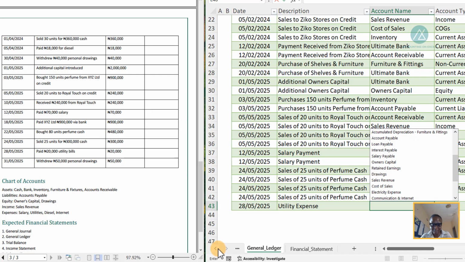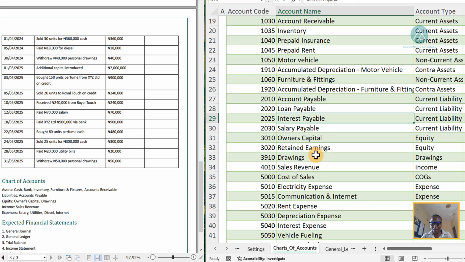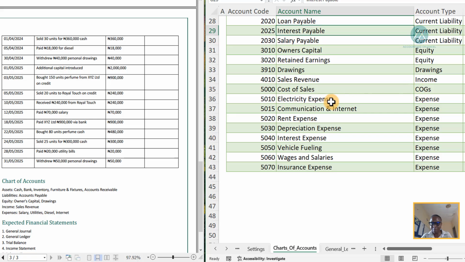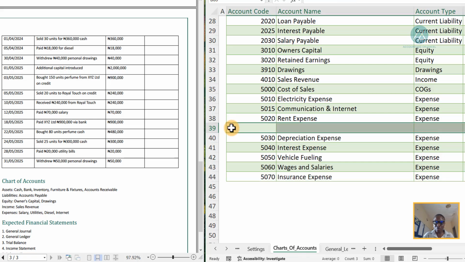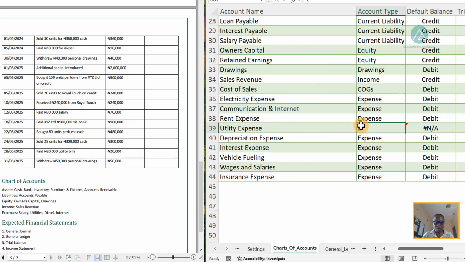Let's go to our chart of accounts and see. This is what I want to show us. For the expenses we have electricity, communication and internet, depreciation. We don't have utility, but utility can be light bill, water bill. For illustration purposes, let's just create a utility expense. I'll insert a new row and say 5025 utility expense. It's an expense account, so I need to create that account.